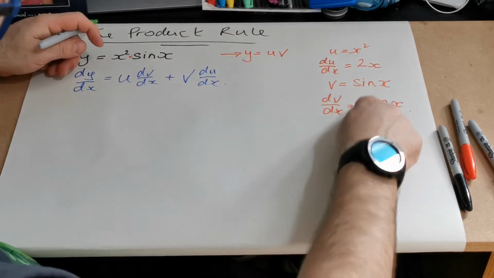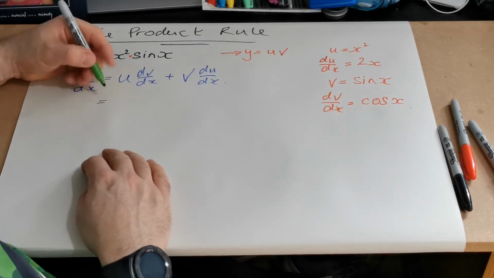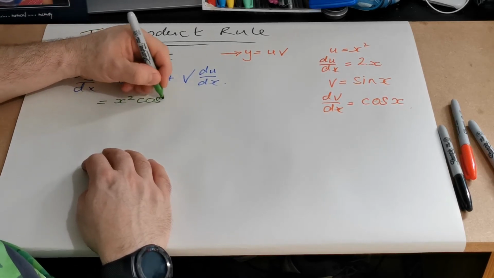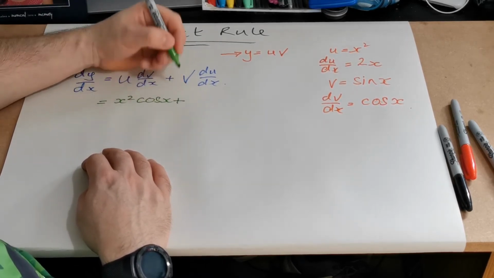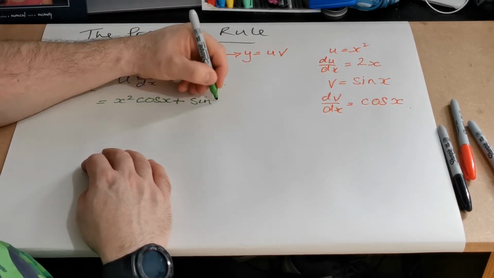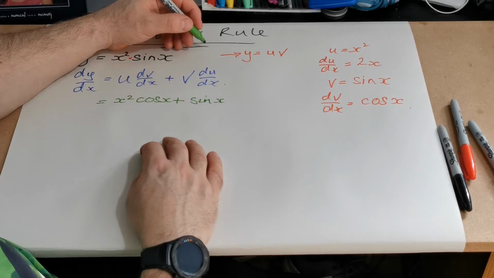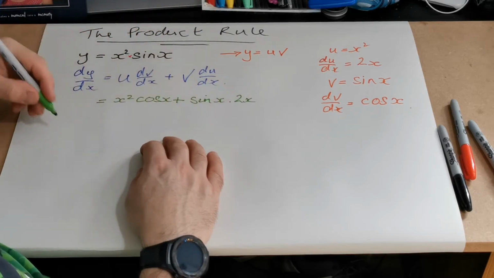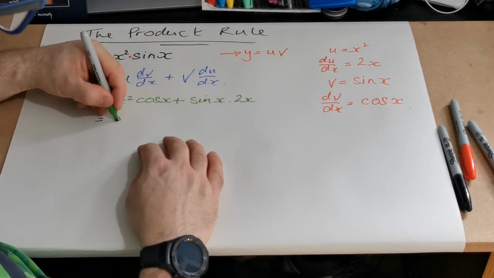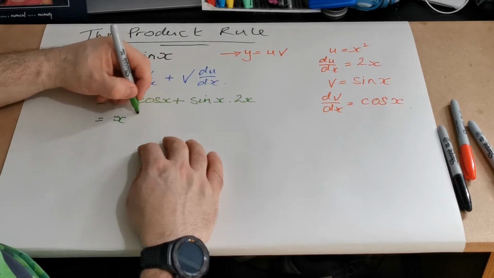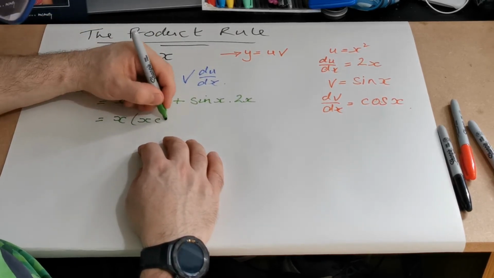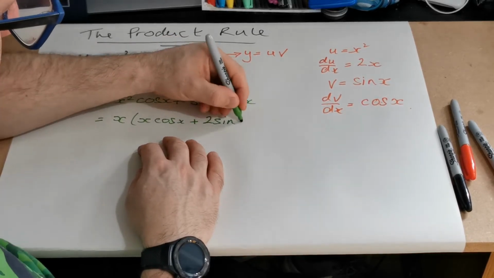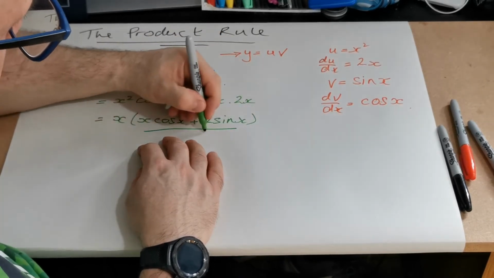So it was a really useful thing to do to work out those bits as well. So u is x squared, dv by dx is cos x, plus v is sine x, and du by dx is times 2x. Okay? Now you might see it simplified somewhere. If you can take out a common factor, you might see something like x cos x plus 2 sine x. You don't necessarily have to take that step.